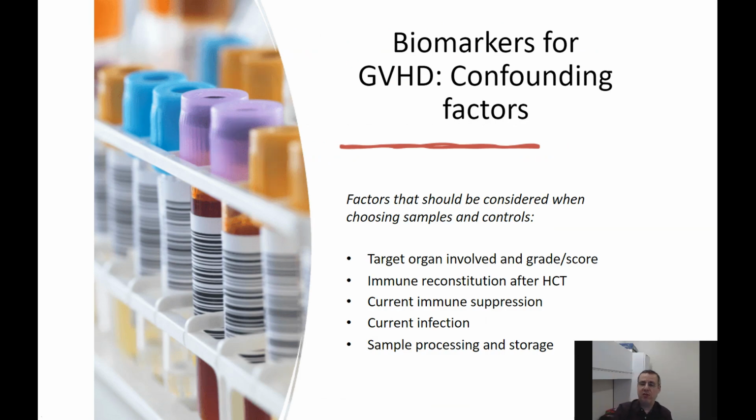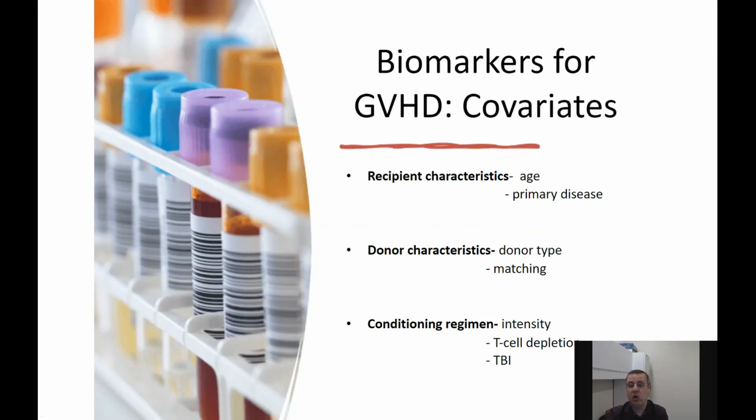While investigating biomarkers specifically for graft-versus-host disease, confounding factors should be considered when choosing samples and controls. These involve the grade of graft-versus-host disease and the target organ involved, factors related to the immune reconstitution after transplant, whether the patient is on immunosuppression or not, and concurrent infections, for instance, as well as factors related to sample processing and storage.